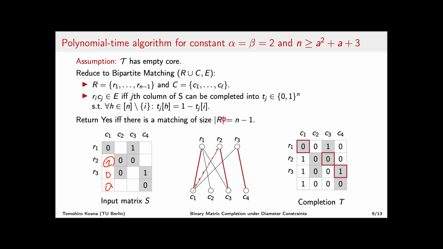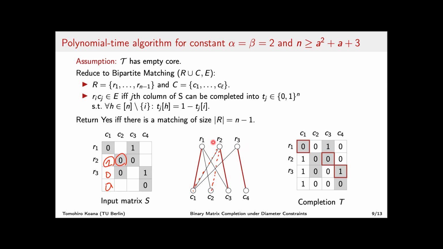On the other hand, if you look at the entry here, there's no edge between C2 and R2. This is because the next entry here has the same value, so no matter how we complete the missing entries in the second column, this entry cannot become distinct from all other entries in this column.